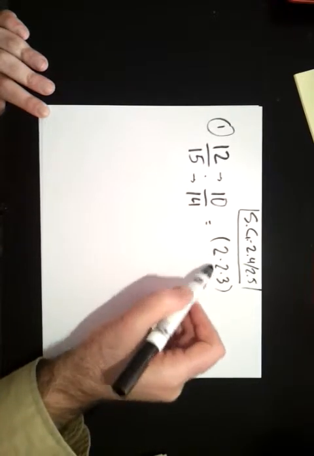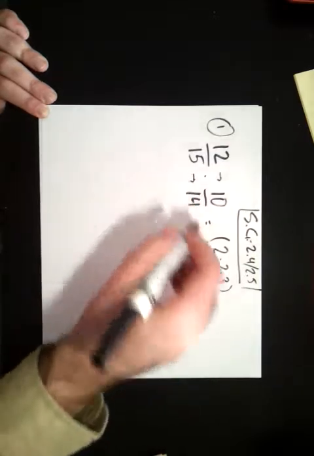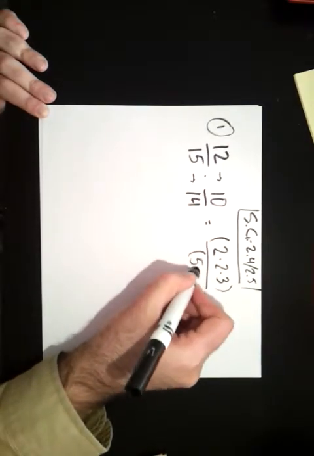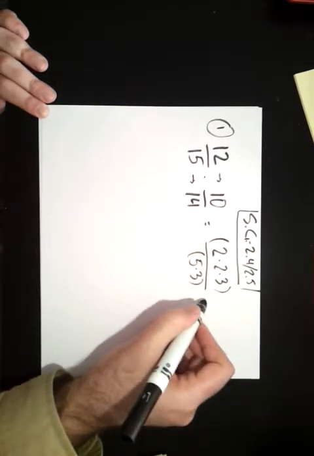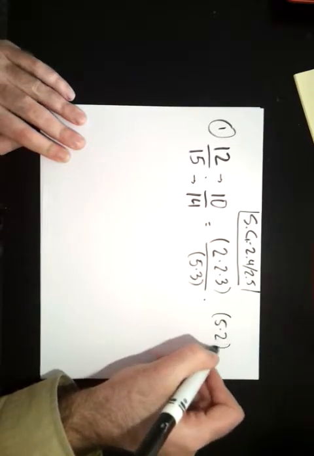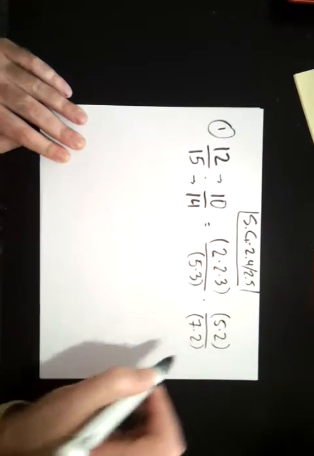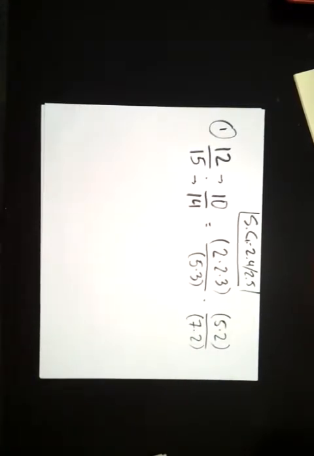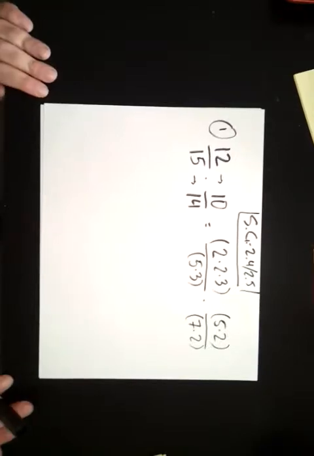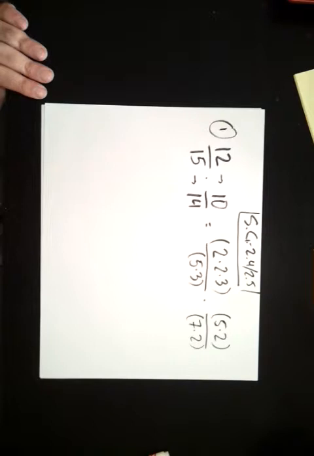On the bottom here I have 15, 5 times 3 or 3 times 5. The 10 is 5 times 2 or 2 times 5. 14 is 7 times 2 or 2 times 7. Now that everything is fully broken down, I can't break anything down any further. Prime, prime, prime, prime, prime, everything else is prime.